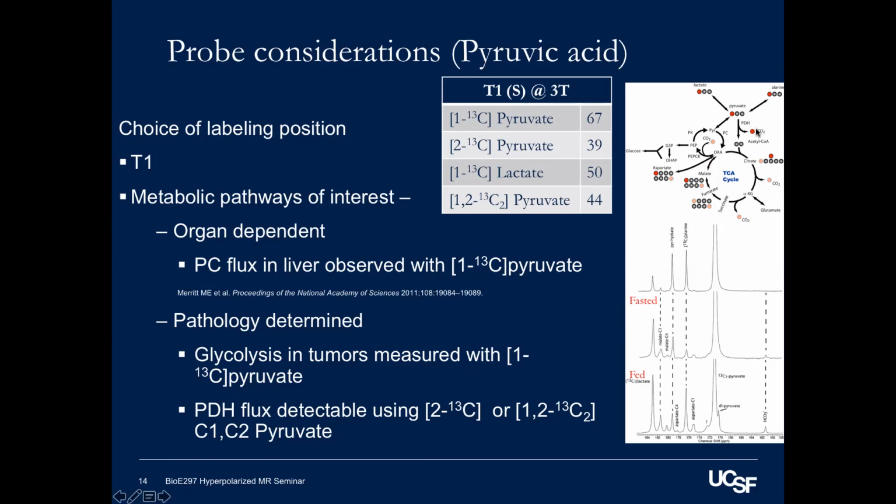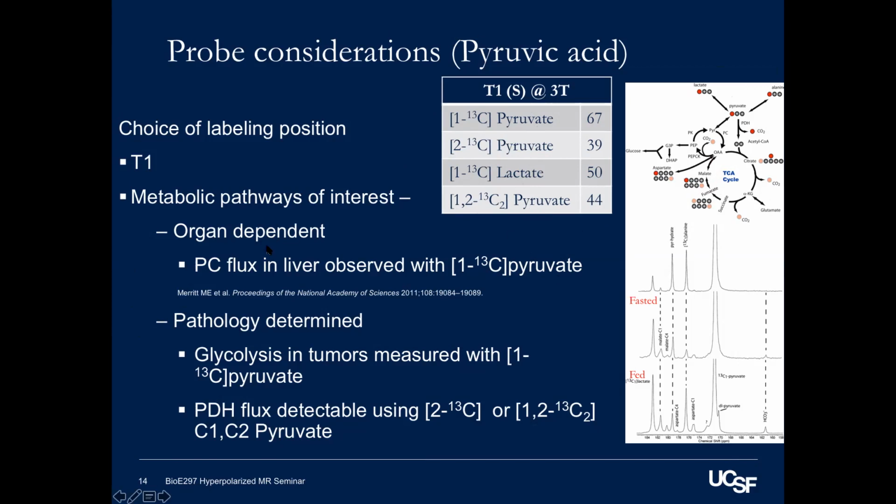But if you want to simultaneously measure not just the glycolytic stage, but also the further downstream metabolism of the TCA cycle, then you would want to use either C2 pyruvate, or a C1, C2 dual labeled pyruvate molecule.